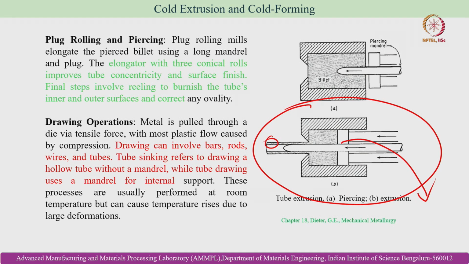A similar concept is generally considered in wire drawing, although the idea there is not to get a hollow object, rather to get a solid object, or more precisely a solid wire. In this case the metal is pulled through a die via tensile force, with most plastic flow caused by compression. The drawing can involve bars, rods, wires and tubes. Tube sinking refers to drawing a hollow tube without a mandrel, while tube drawing uses a mandrel for internal support. These processes are usually performed at room temperature but can cause temperature rises due to the large deformation involved.